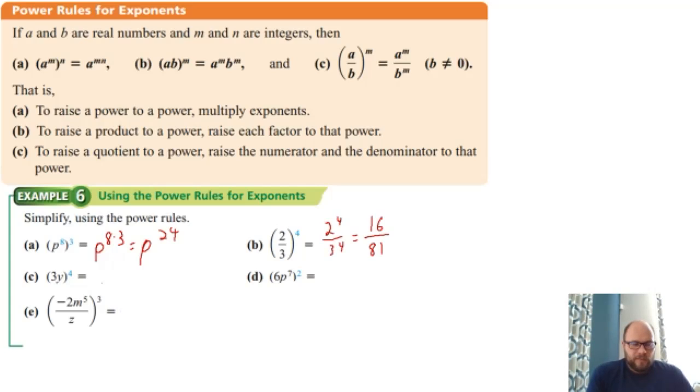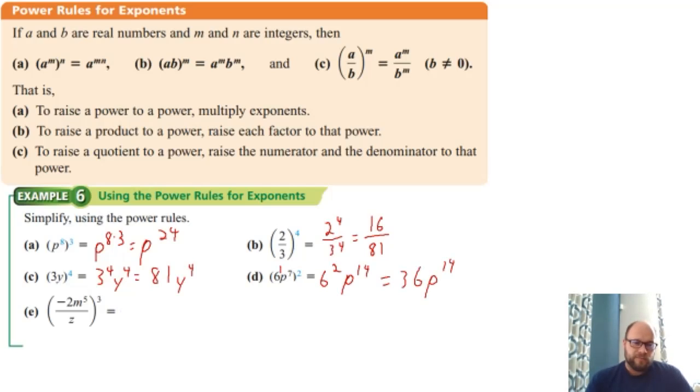For C, we have 3y to the 4th power. So again, that goes to both parts. So 3 to the 4th, y to the 4th. 3 to the 4th, we just said a second ago, was 81. So 81, y to the 4th. On D, we have a 2 on the outside. Again, it's being distributed to both of these. So again, this has a 1 on it, so it gets multiplied to the 7, multiplied to the 1. So this is 6 to the 2nd power, and p to the 14th power, because again, multiplying. Now, we can go ahead and simplify that a little bit more. 6 to the 2nd power is 36, p to the 14th.